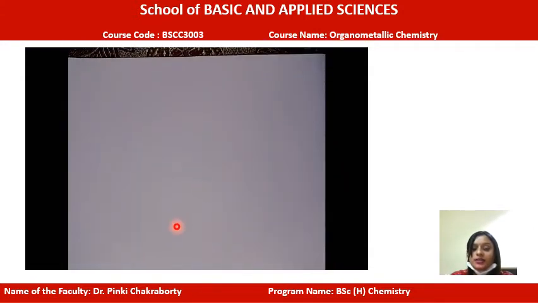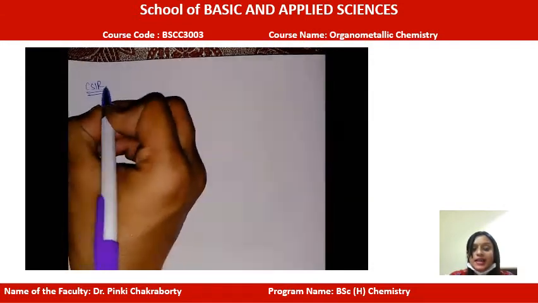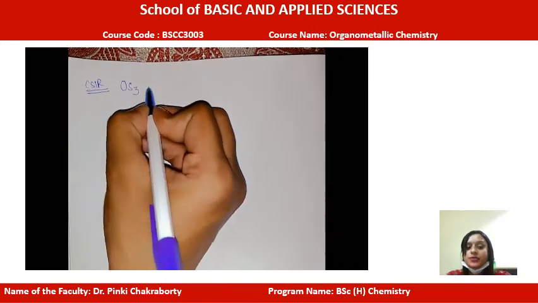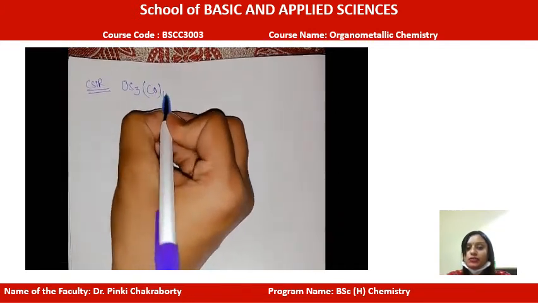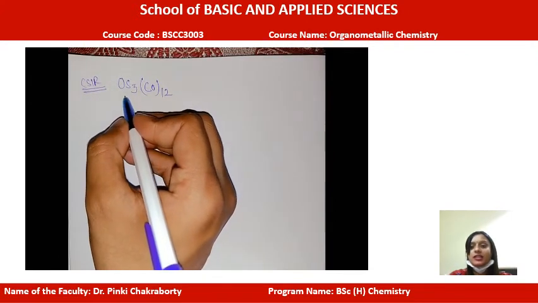In this further, a second example has also come, and this is very important from an entrance perspective, from a CSIR perspective also. In this, we see he's calculating the second one, that is an Os3(CO)12 type of complex. He will be calculating what type of structure it has, following the same rule that we have done for the last example.